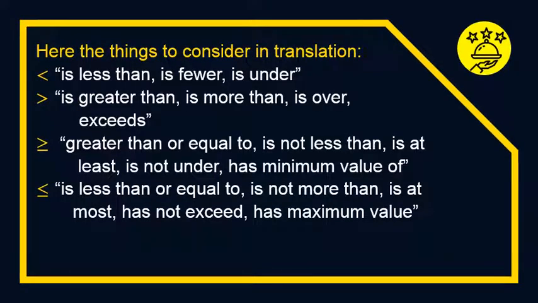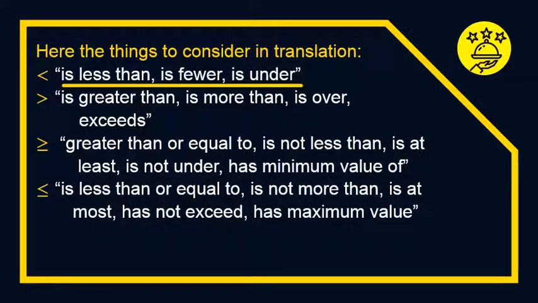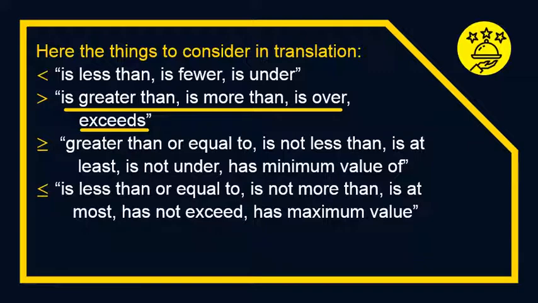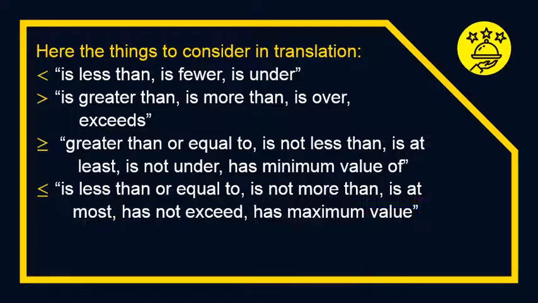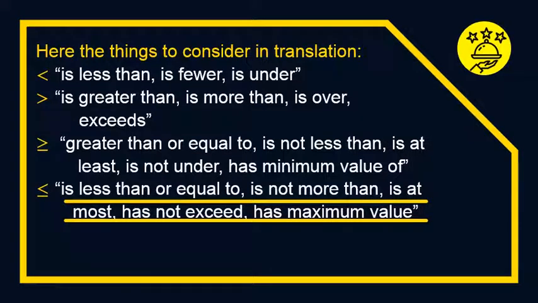Here are the things to consider in translation. This symbol, less than, is fewer, is under. This symbol, greater than, is more than, is over, exceeds. Another symbol, greater than or equal to, is not less than, at least, is not under, has minimum value of. Another symbol, less than or equal to, is not more than, is at most, does not exceed, has maximum value.